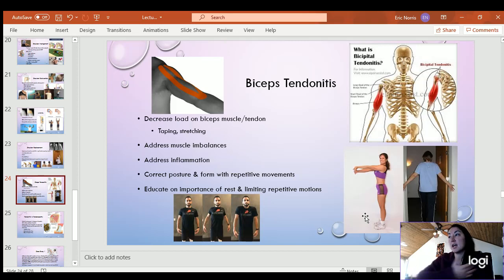If there's anything up in upper trap or neck that's tight, you would also stretch that. You may even need some rotator cuff strengthening. A lot of times biceps tendonitis and rotator cuff tendonitis kind of occur simultaneously in people, so checking and seeing which of those muscles are weak and then strengthening those.